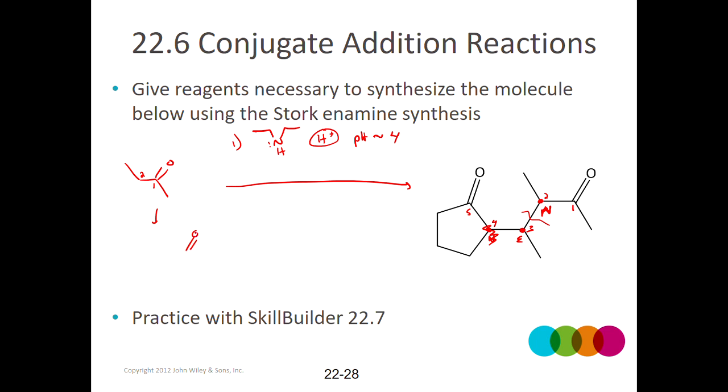When that enamine forms, it'll look like this. Oops, not like that. There'll be a nitrogen there.